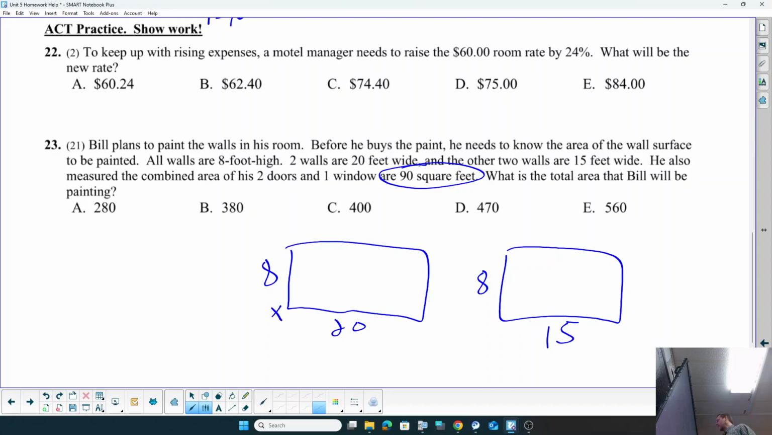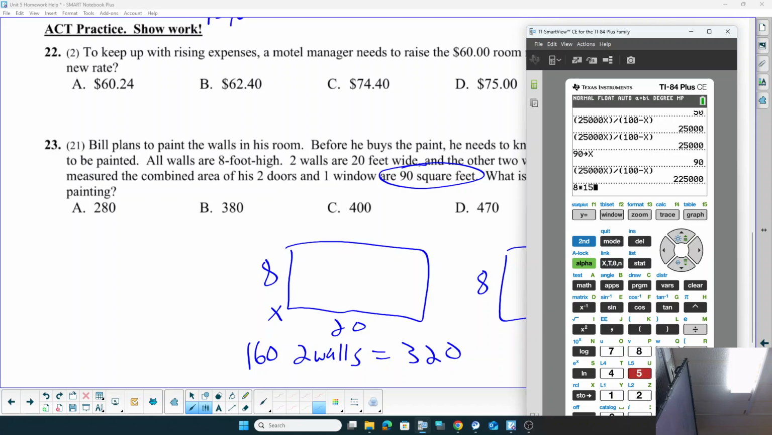So we're going to do multiplying. So 8 times 20 is 160. And so there's going to be 2 walls for that. And so 2 walls there will be 320. Try it on your own. Pause me. You know how to do the rest.